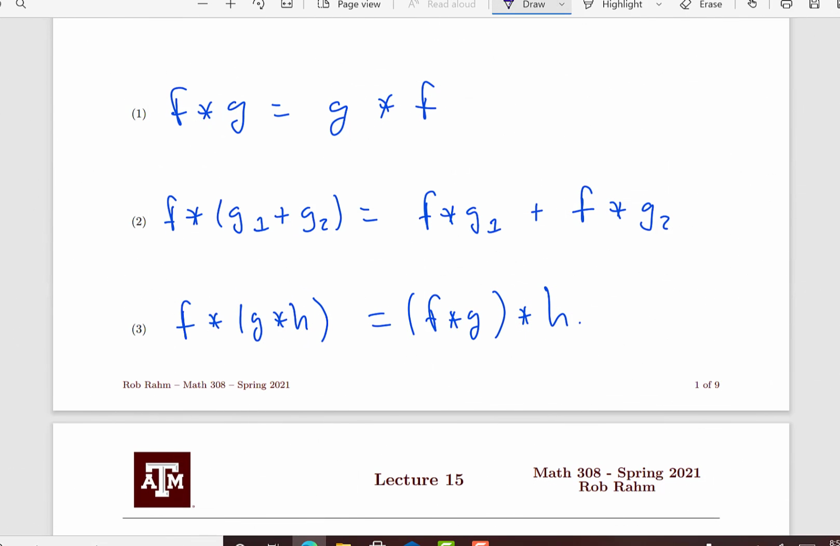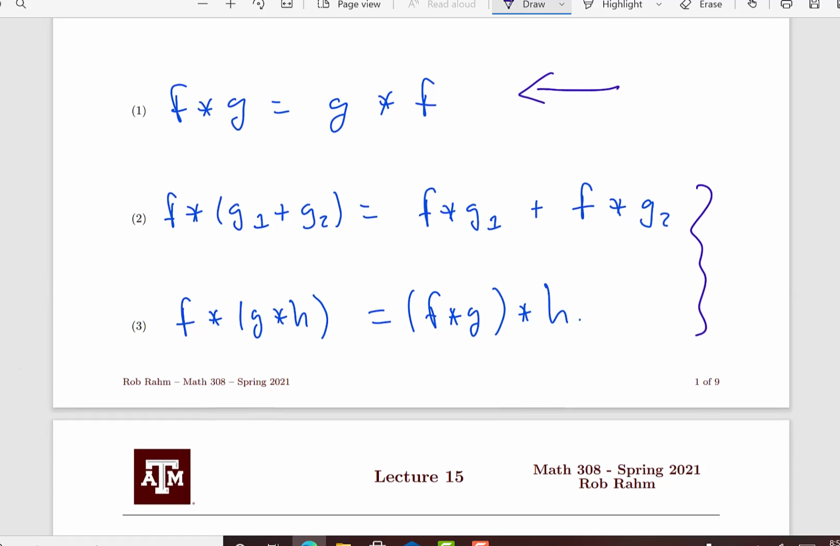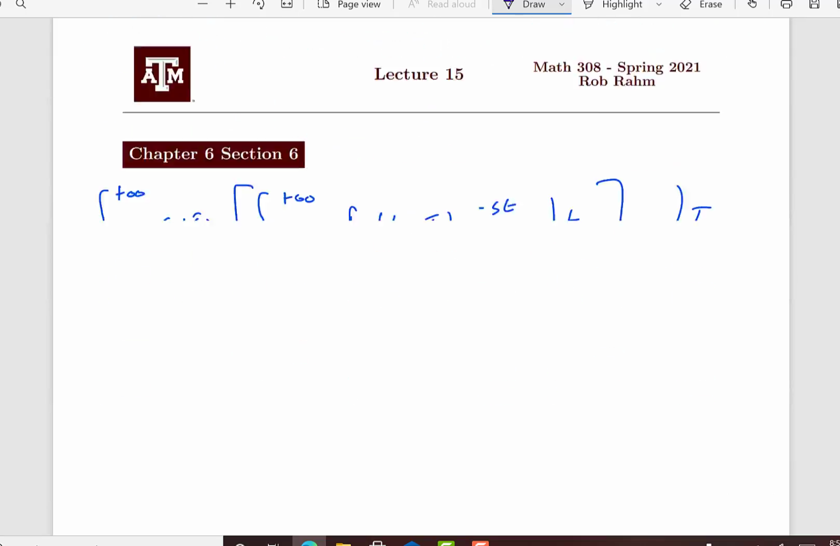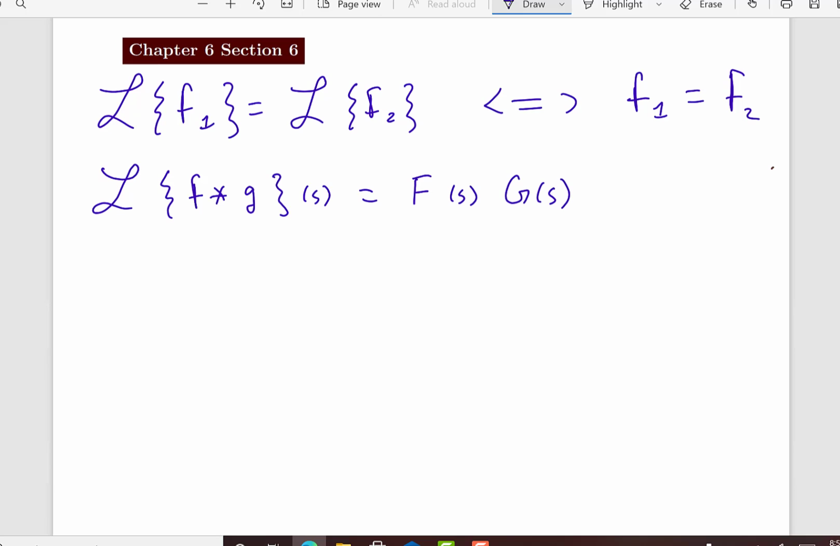Okay, in the previous video, we proved this identity. In this video, we're going to prove these two identities. So I'm going to start with identity number 2. Identity number 2 says the following.